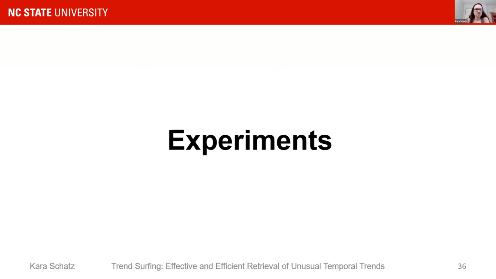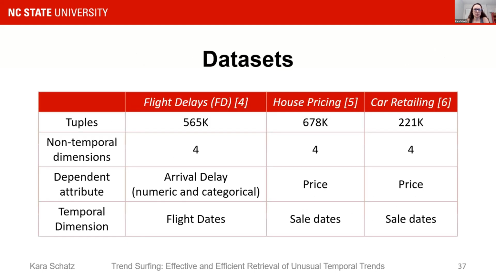Now that I've introduced the solution, I will show the results from some of the experiments we conducted to test it. In our experiments, we considered 3 different real-world data sets, one about flight delays, whose dependent attribute is the arrival delay, and whose temporal dimension is the date of each flight. This is the data set that we've been looking at so far. And then we have 2 other data sets, house pricing and car retailing, where the dependent attribute of interest is price in both cases, and the temporal dimension is sale date in both cases.